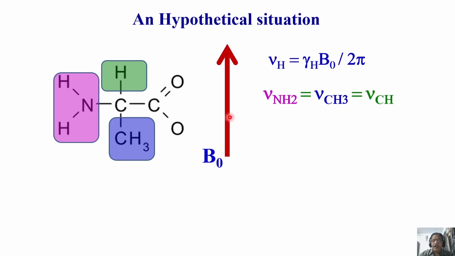Then what does it mean? According to this equation, if I go by this, the resonating frequency for NH2 protons, CH proton and CH3 protons, all the three are same. That means there is no distinction between any functional groups as per this basic equation. Then what I am going to get? If I take the NMR spectrum, I must get a single peak for this molecule, single resonance frequency for proton.